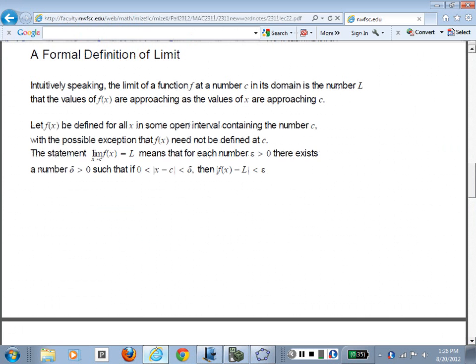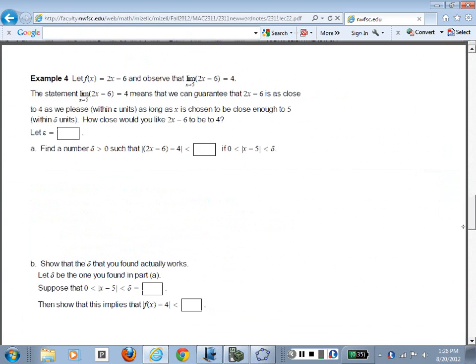All right, I think this may be the next example. Yeah, let f of x equal 2x minus 6, and observe that the limit of 2x minus 6 as x approaches 5 equals 4.